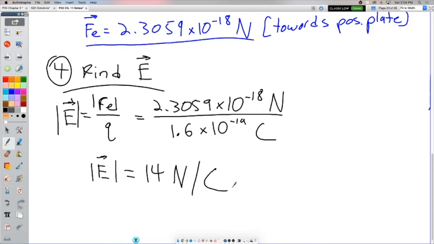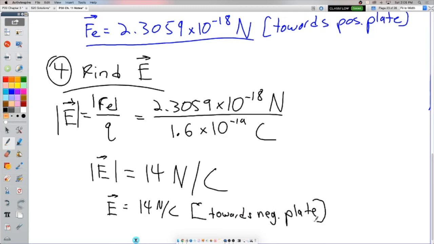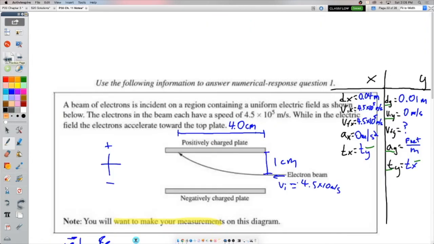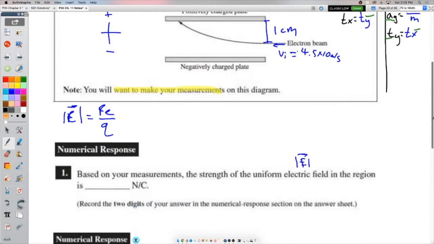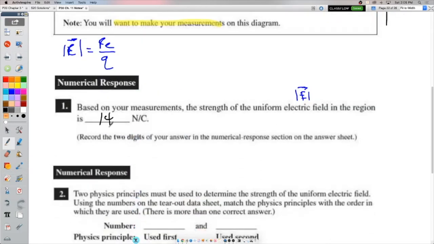Okay, if we wanted to remove those magnitudes, even though the question doesn't ask for it, but just for fun, which way is the electric field? Is it in the same direction as the force? As we said, no, it's not. It's actually the opposite, because the thing feeling this force that we've calculated is a negative charge. So it would actually be towards the negative plate. So what would we put on our numeric response? We would bubble in 14 newtons per coulomb.